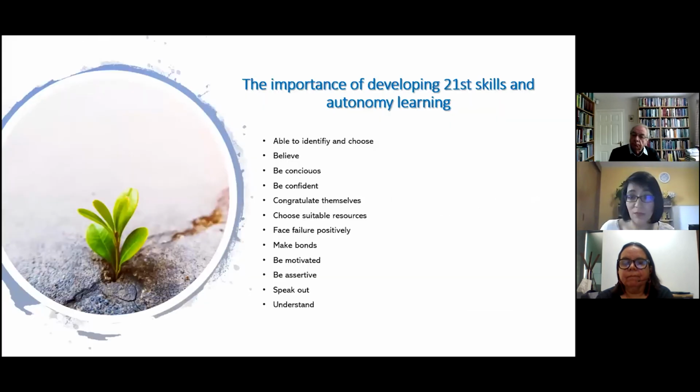Well, to finish, I just want to say that it is important to develop these 21st century skills in autonomous learning, because students are able to identify and choose the appropriate strategies, believe in their ability to develop ways to learn, be conscious about the responsibility over their own learning, be confident about their abilities to learn, congratulate themselves for achieving goals, choose suitable resources to learn, face failure positively, make bonds and learn collaboratively.